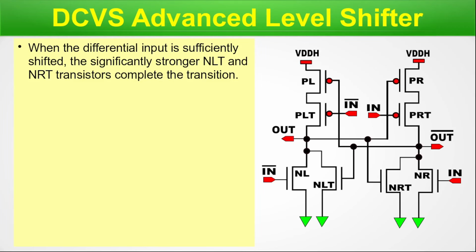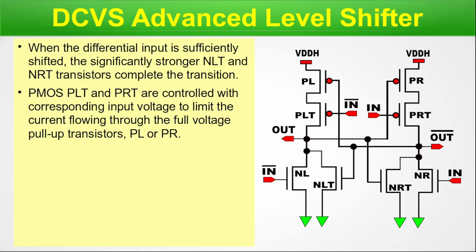When the differential input is sufficiently shifted, the significantly stronger NLT and NRT transistors complete the transition. PMOS, PLT and PRT are controlled with the corresponding input voltage to limit the current flowing through the full voltage pull-up transistor PL or PR.